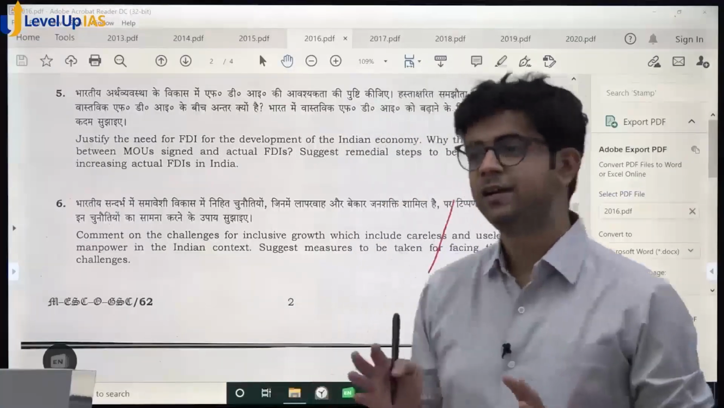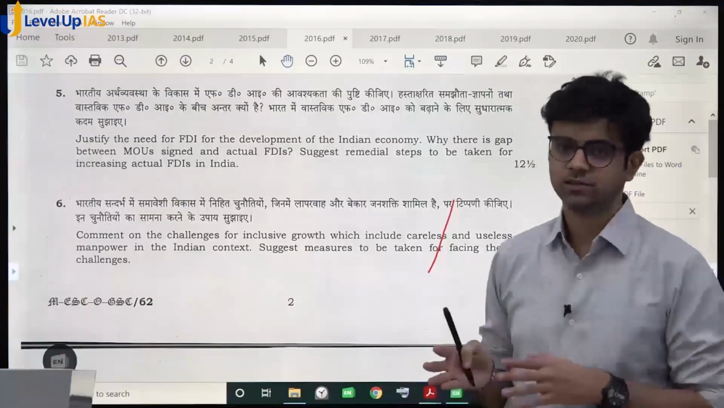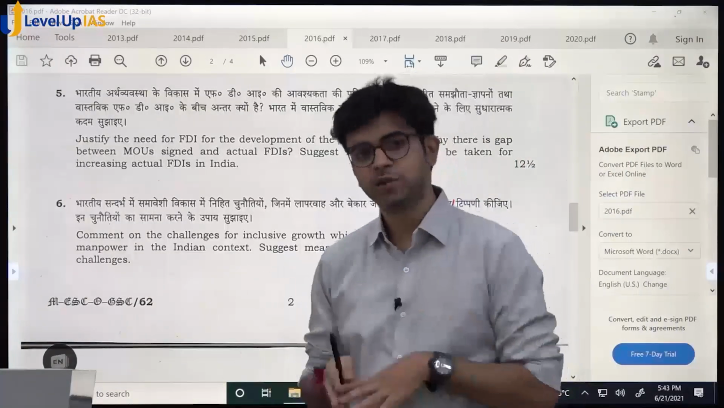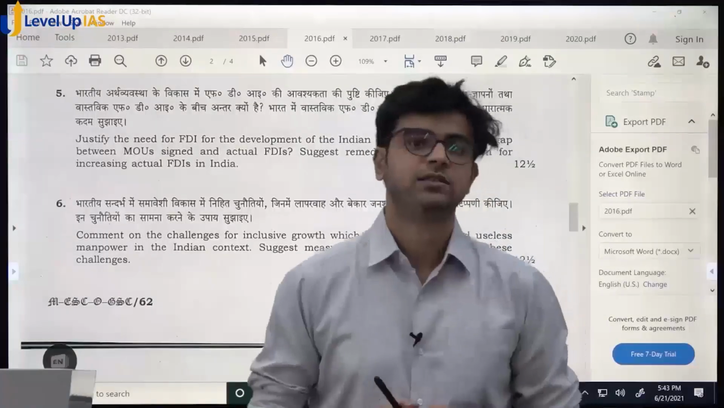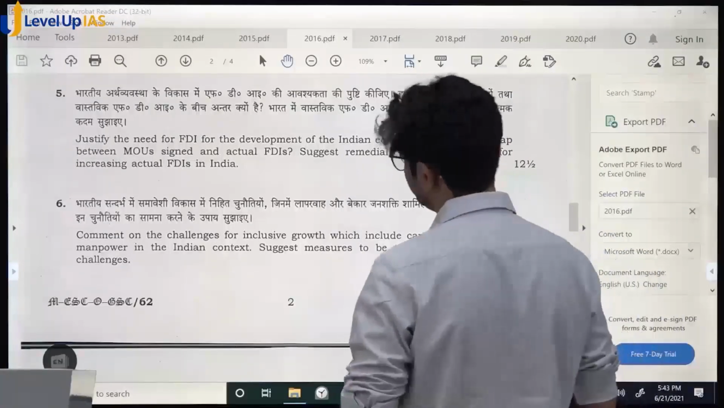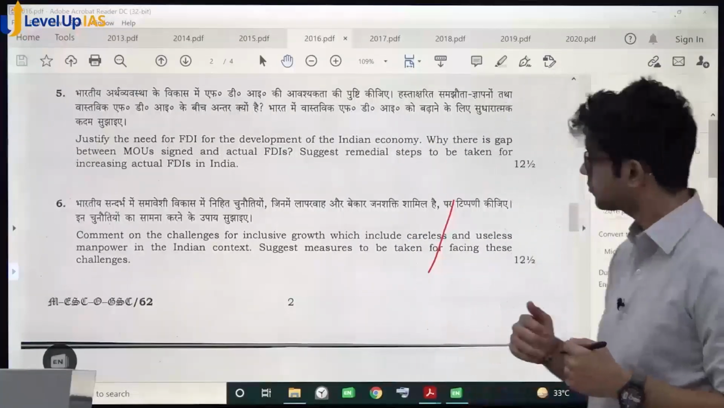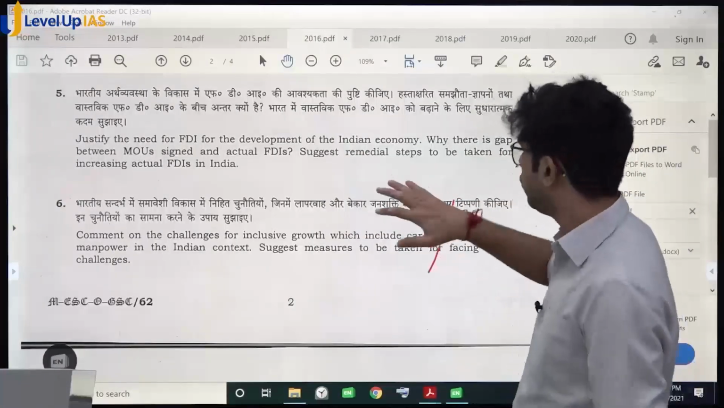But just keep in mind that GS3 is not isolated. Economics is not isolated. Economics fits in the broad realm of GS3, which fits in the broad realm of general studies, GS1, 2, 3, 4. So they can be connected and a question can be asked which is connecting all of them. Okay? So FDI, now I'll tell you.